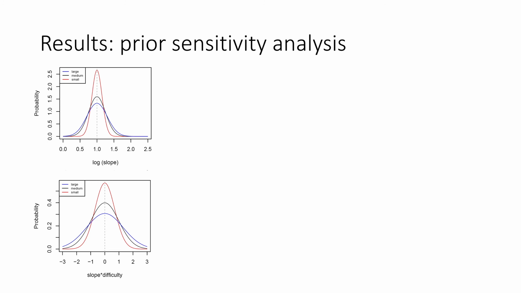Prior sensitivity analysis. Since we are not interested in the ability parameters, we only consider 3 different sets of priors for the item parameters. These 3 sets of priors differ in the variance. The black ones representing medium variance were used in the previous analysis, and the red ones have smaller variances, so the priors are stronger. The blue ones have larger variances, and the priors are weaker.